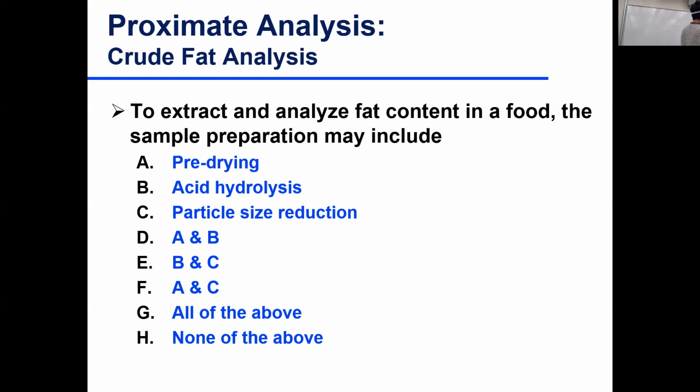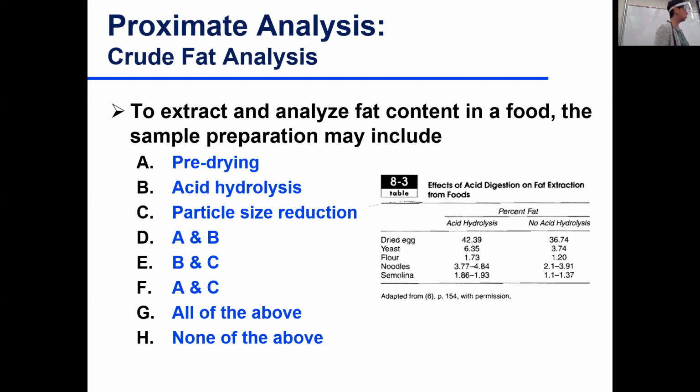Okay, particle size reduction always, right? You always want to homogenize and grind your sample to small particle size so that you can increase the surface area to enhance extraction. So this is showing you percent fat obtained without acid hydrolysis and with acid hydrolysis. You see that with acid hydrolysis, we have higher fat content across the board. That means we were able to extract the fat better after we hydrolyze.